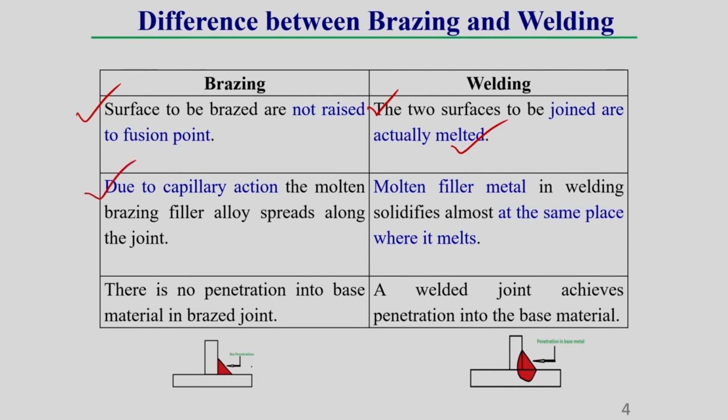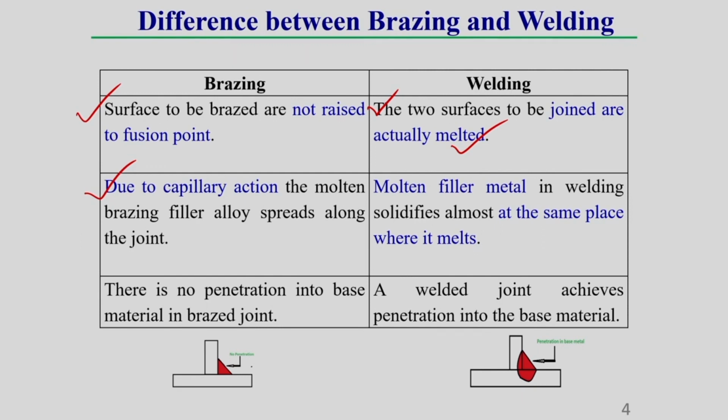Now, the second difference is that in case of brazing, due to capillary action, the molten brazing filler alloy is spread along the joint. Here one thing you should keep in mind: what is capillary action? Capillary action is the ability of a liquid to flow in a narrow space without the assistance of, or we can say even in opposition to, external force like gravity. It occurs because of intermolecular forces between the liquid and the surrounding solid surface. That is very well known to you, which is why I am not going into further details about capillary action.